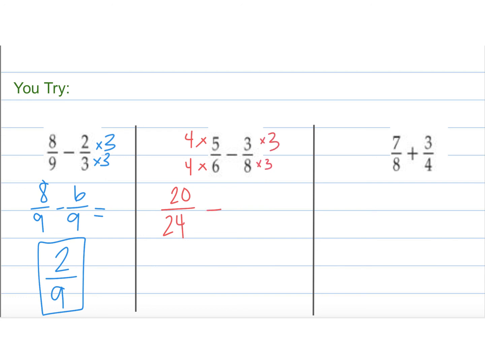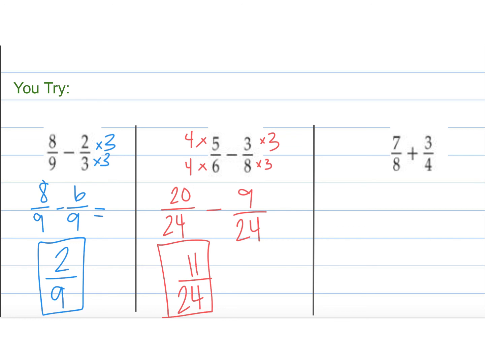Looks like we're subtracting on this one. So 3 times 3 is 9 24ths. Now that I have a common denominator, subtract the numerators. So 20 minus 9 is 11. Keep the denominator the same. And that's in simplest form, 11/24.